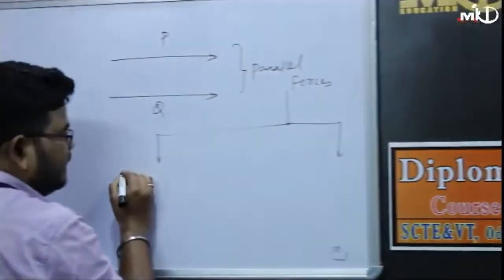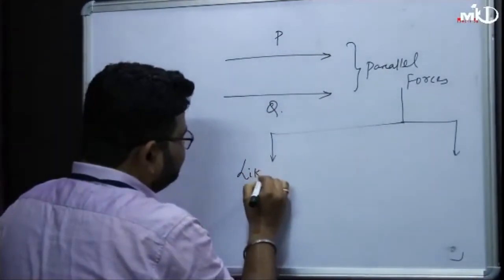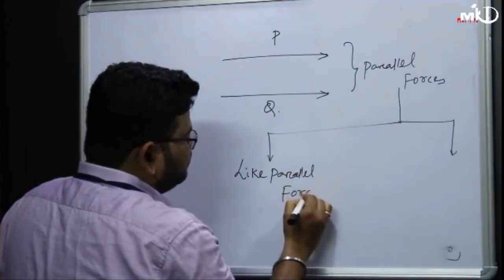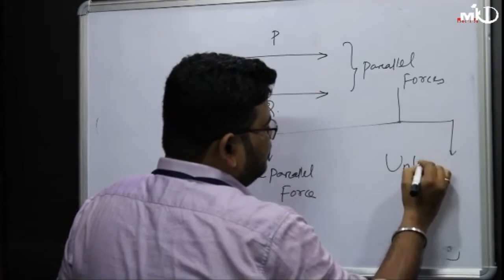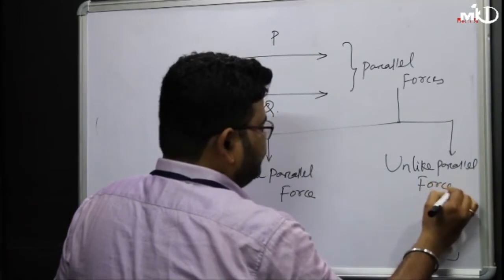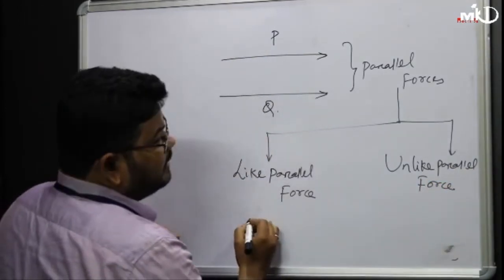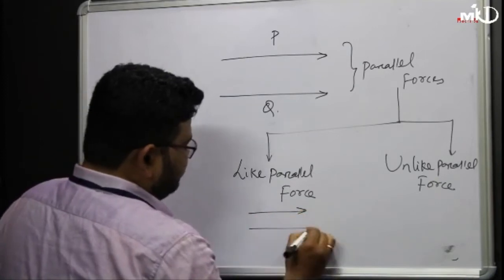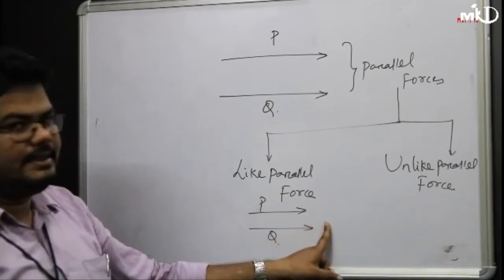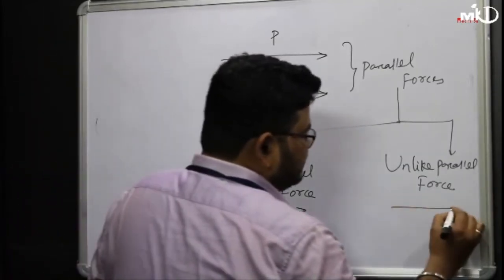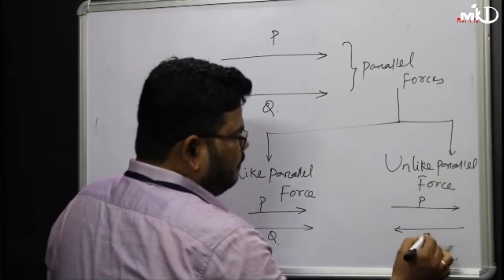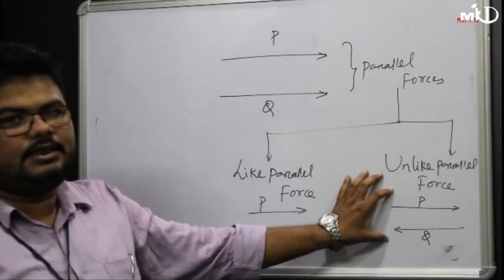So let us understand what like parallel forces and unlike parallel forces are. Parallel forces are divided into two types: like parallel force and unlike parallel force. Like parallel forces are represented by two parallel lines representing two forces whose directions are the same, and unlike parallel forces are represented by two lines having the values of forces but their directions are opposite.